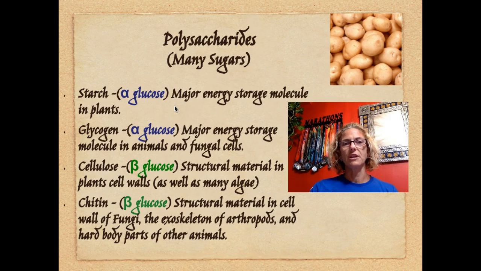So I think you know starch is stored in plants. Glycogen is stored in liver and muscle cells of animals. So that's where we get our backup storage of energy. Cellulose, you know, is in the cell walls of plants as well as algae. You might have thought algae is a plant, but it's a protist. And then chitin is in the cell walls, if you will, of fungi, and it's in the exoskeleton of arthropods and some other animals like crustaceans.